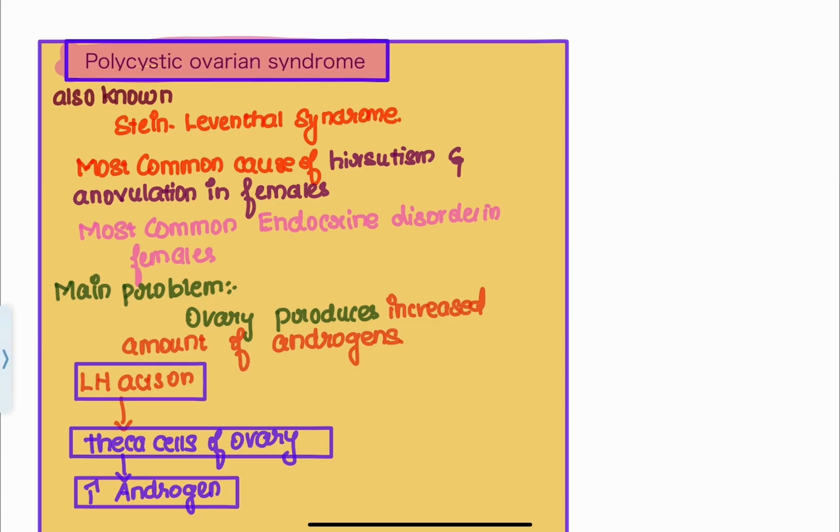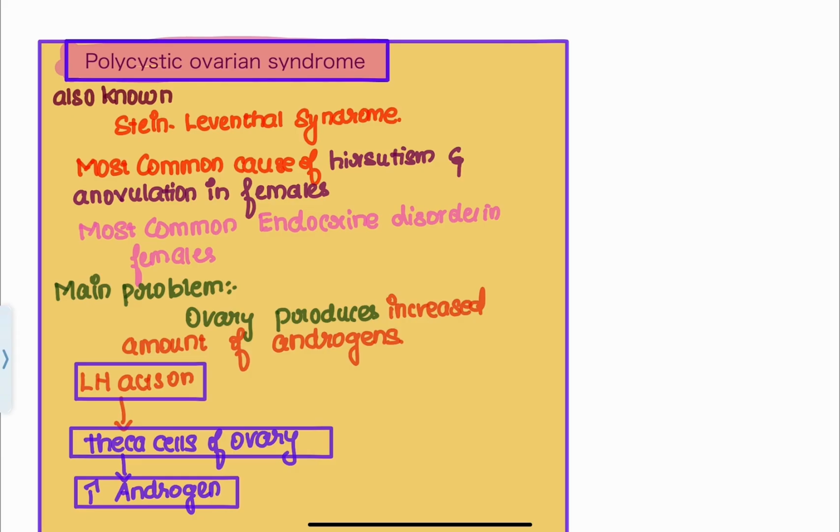Before starting with this topic, let me clear a controversy which is arising. Polycystic ovarian syndrome is also known as polycystic ovarian disorder, right? PCOD and PCOS are the same. Polycystic ovarian syndrome and polycystic ovarian disorder are the same term. Is that clear? Okay. So let's begin with the topic.